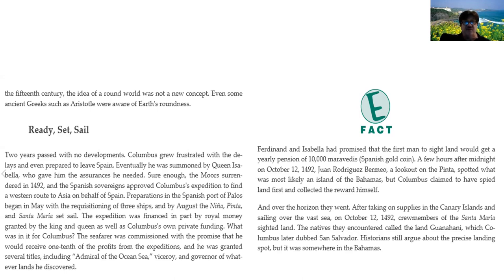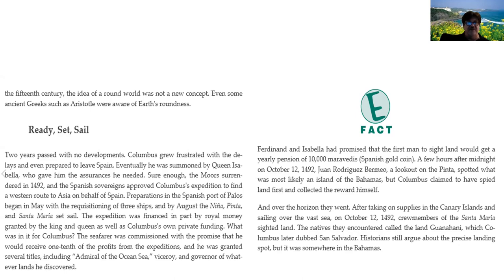Preparations in the Spanish port of Palos began in May with the requisitioning of 3 ships. And by August, the Niña, the Pinta, and the Santa Maria set sail. The expedition was financed in part by royal money granted by the king and queen, as well as Columbus's own private funding. So he also spent money on this expedition.